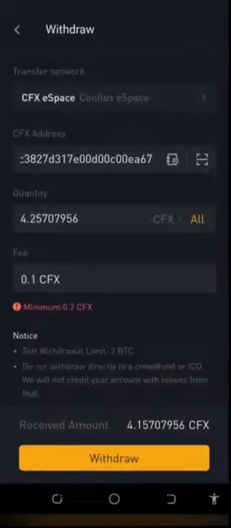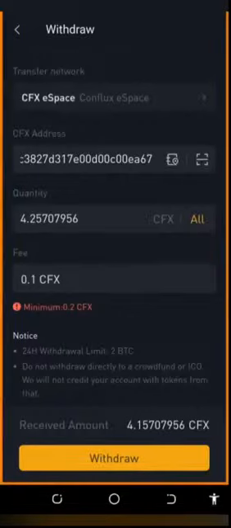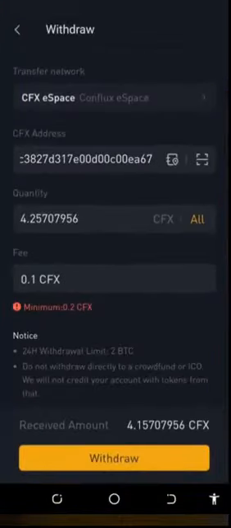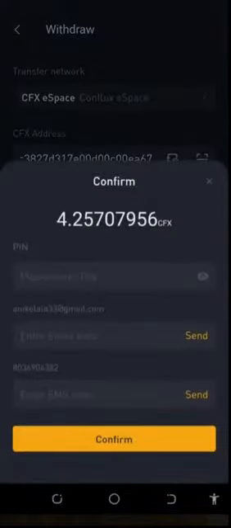What do we get? 4.15. Good. I knew we're going to lose some money, but that's fine. The fee is 0.1 CFX. Okay, great, no problem. As long as I get my money out. Good. I mean, all we were just doing was risking $1, right? So let's go ahead. It says what? What did it say? Okay. So I'm just going to put in all my details and I'll see you on the other side.